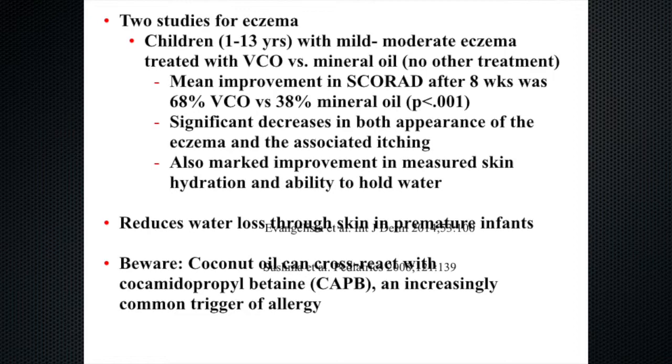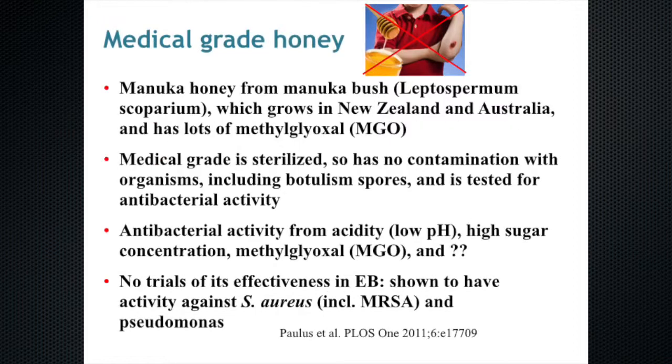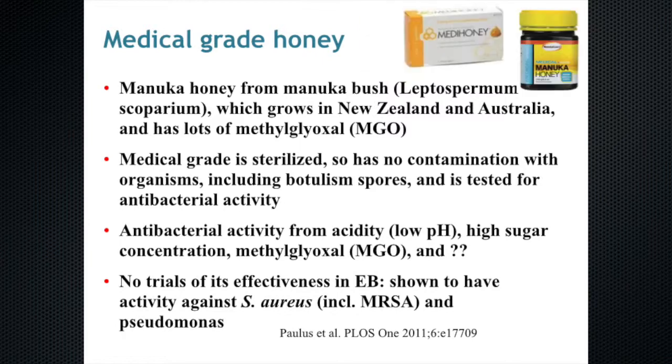Now let's move on to medical grade honey. Now, medical grade honey is not the honey you get off the shelf, and I want to stress that. It's really important to recognize this is Manuka honey from a bush that grows in New Zealand and Australia, and it has lots of something called methyl glyoxal, or MGO. Why is it important to get medical grade honey and not just slop on some honey from the store? Because medical grade honey is sterilized.